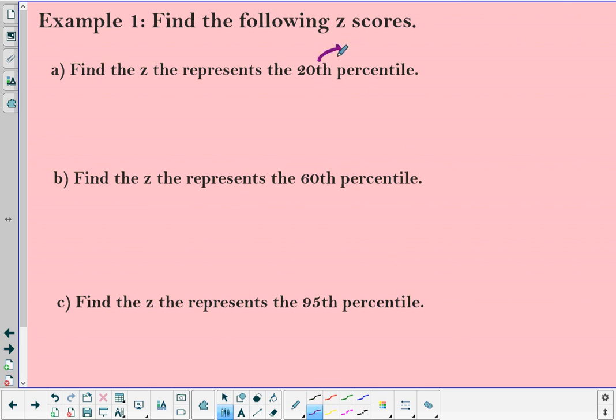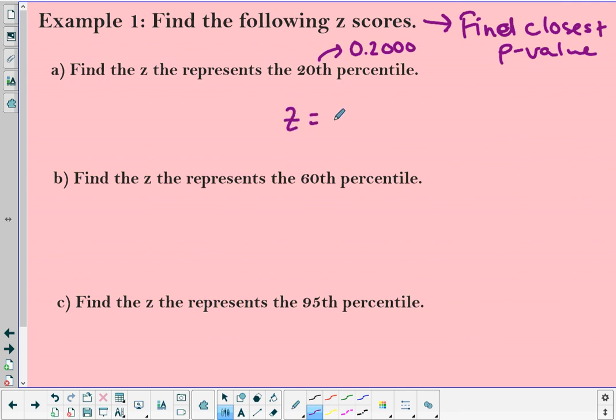In the 20th percentile, I'm looking at a probability of 0.2000. So I'm going to look inside my table, and I'm going to find the closest p-value. Find the closest probability value to whatever you're looking for. So it's the closest to 0.2000. The z-score gives me a z of negative 0.84. Remember, the bottom half of the data is on the negative z-score side, so 20% is in the bottom half.